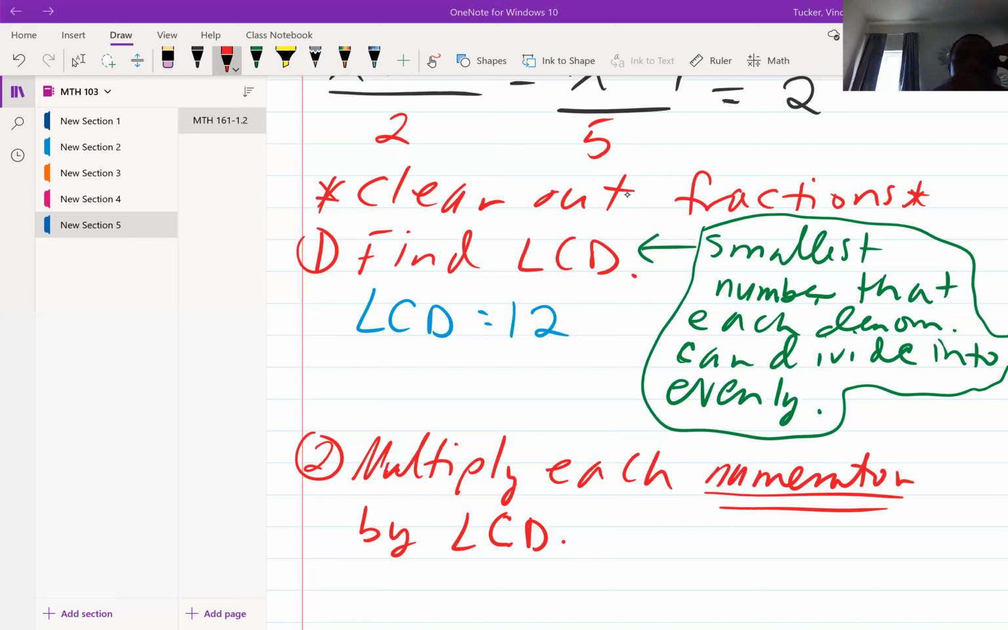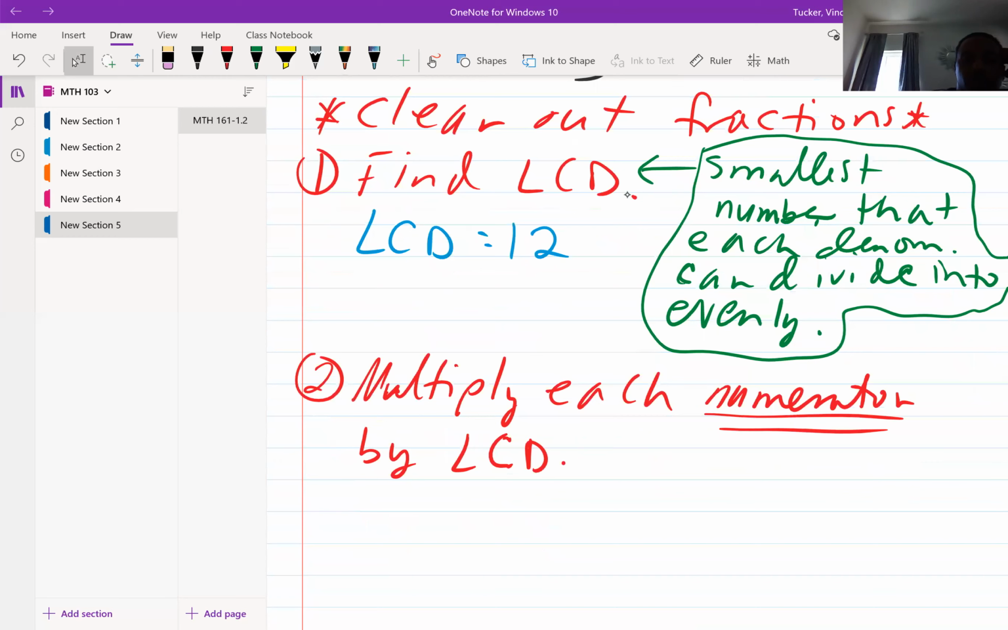All right. No problem at all. All right, so we had 4 and 3. I believe it was in that order. Yep. All right, so notice we're not going to multiply top and bottom by the LCD. We're going to multiply each numerator. We're going to multiply across the equation.